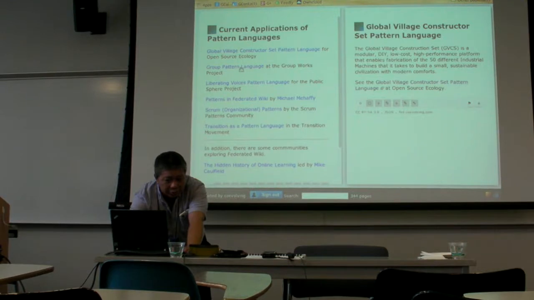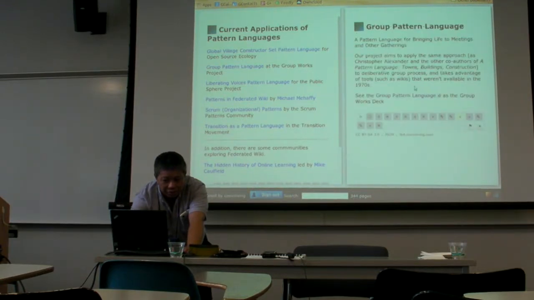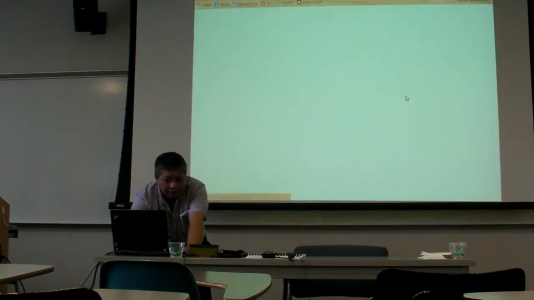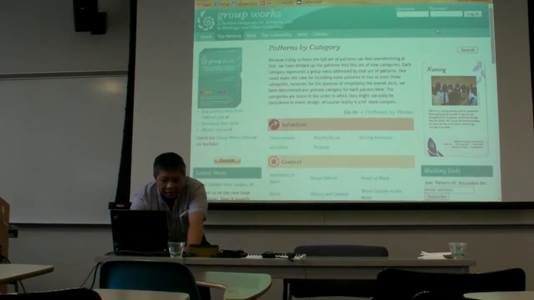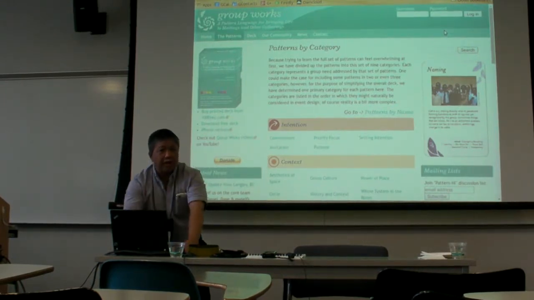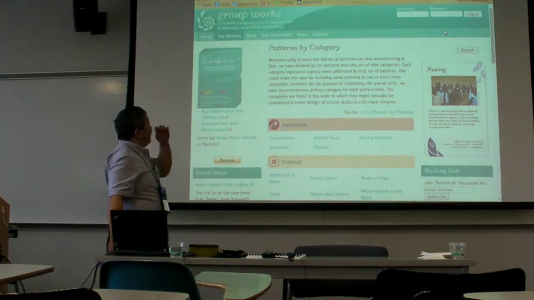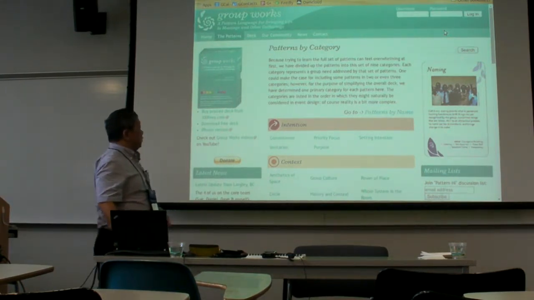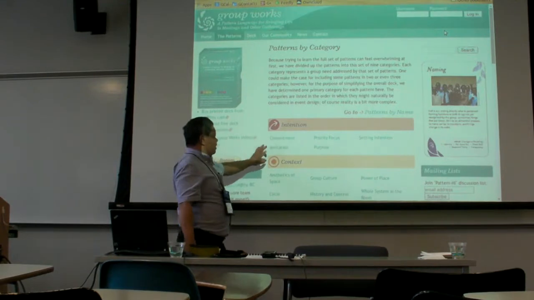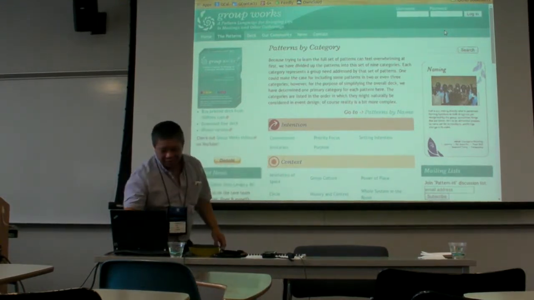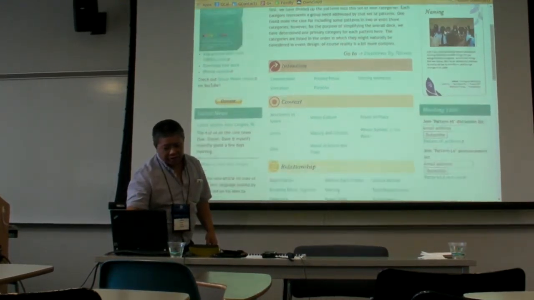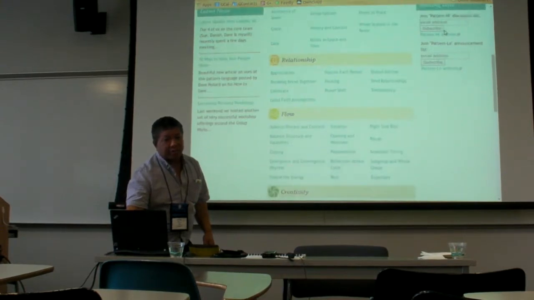There is the group pattern language, the group work deck, and this is a pattern language for bringing life to meetings, as they say. When you're having a meeting, you have the intention, the context, and all these sorts of things, and so it's essentially used for facilitation. You've used this, Peter.